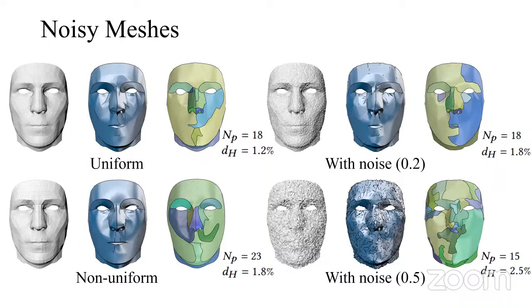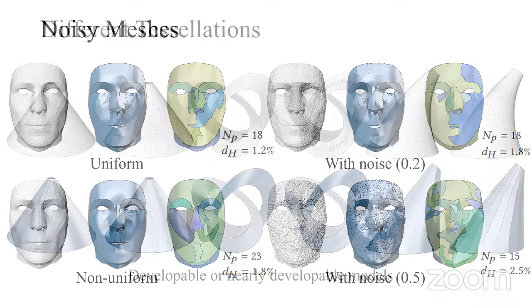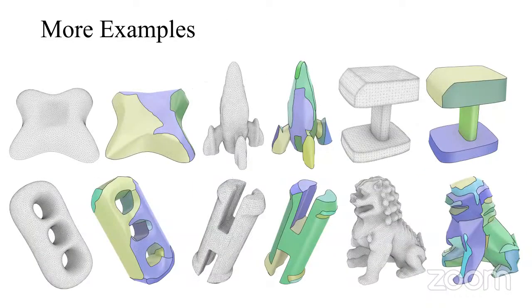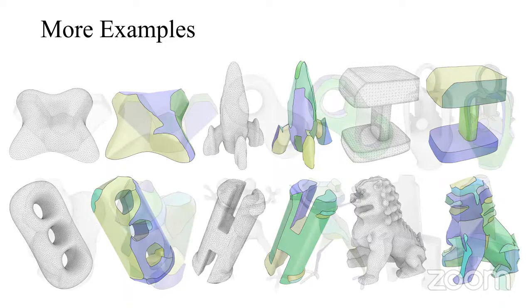Let's see some experiments. For meshes with different tessellation, we can see that the Hausdorff distance between the input and our deformed mesh is small, and the generated patches are smooth and discernible. Larger noise causes the patch boundary to become more highly curved, but we find in practice that the noise does not lead to a large increase in the number of patches, due to the coarse-to-fine segmentation process. Besides, we test the deformation process on several developable or nearly developable models, and our algorithm generates faithful results. Here are 17 approximation results generated by our algorithm.